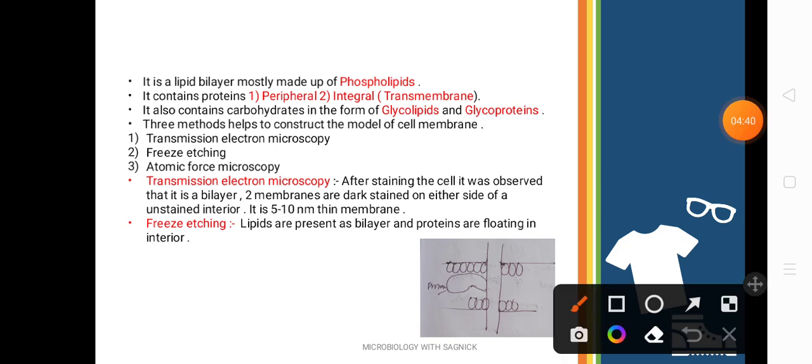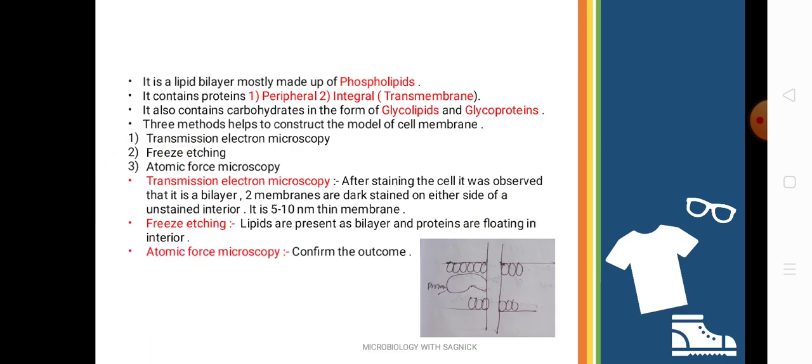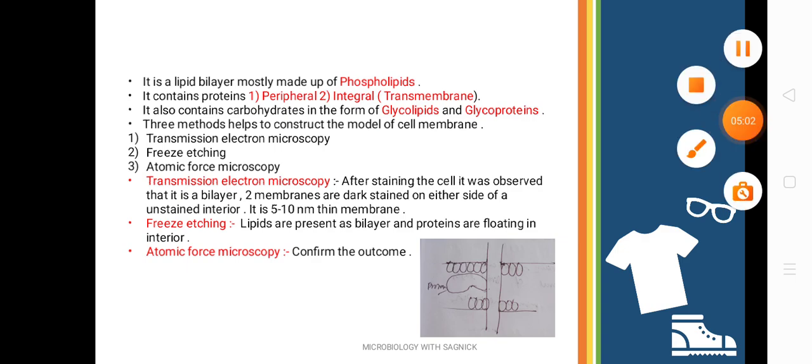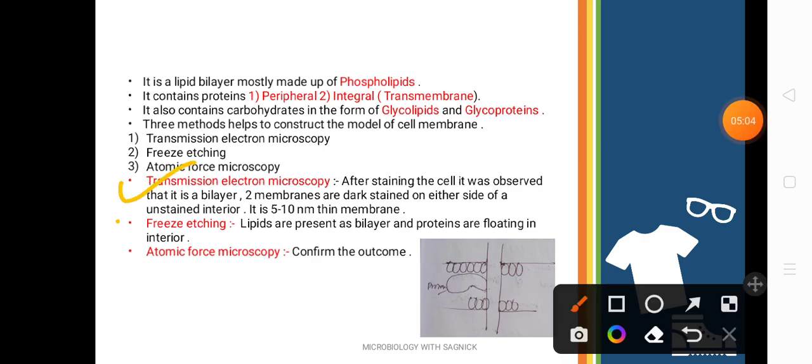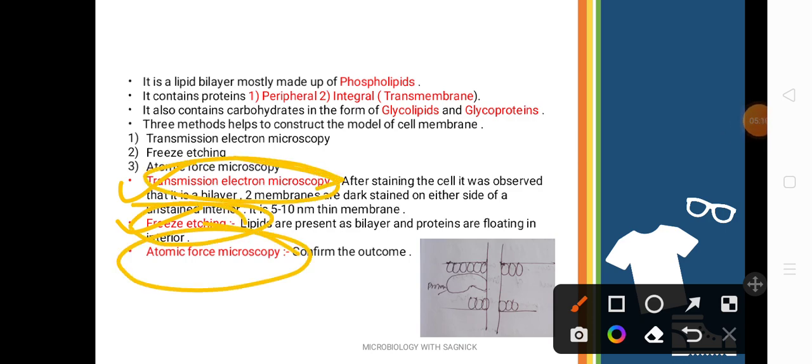Now, freeze etching. Freeze etching is the preparation technique for transmission electron microscopy, which we have already discussed. Freeze etching confirms that lipids are present as a bilayer, and in between them proteins are floating. The last one, atomic force microscopy, confirms the previous two outcomes. That is how these three techniques help us confirm that the Singer-Nicolson model of the cell membrane is the most accepted model.